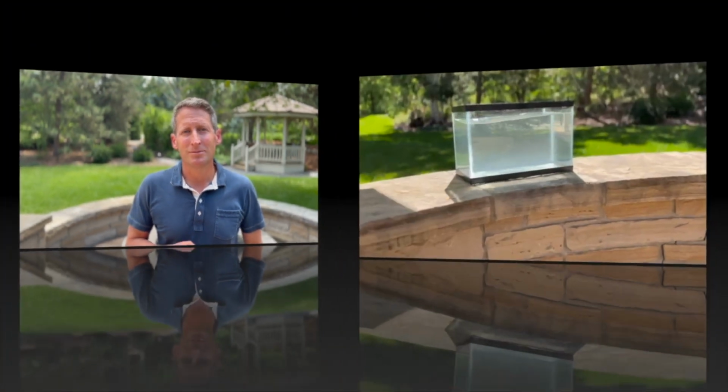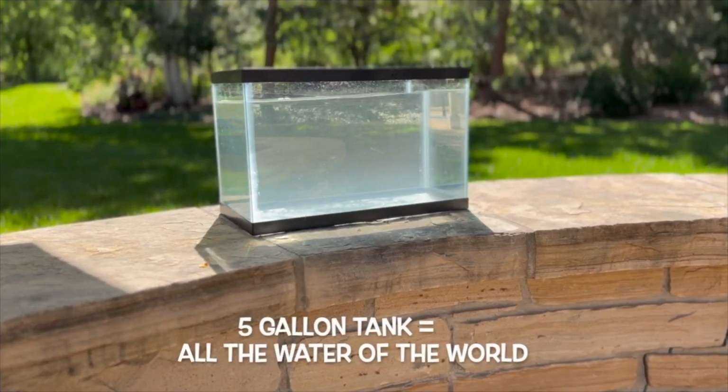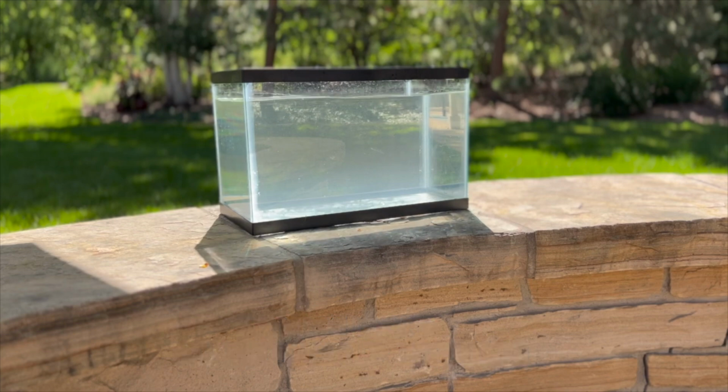But sometimes, numbers don't mean much unless you see them represented by something real. So let's take a look at this one more way. Now imagine this 5-gallon tank had all the water in the world shrunk down to fit inside. How much would each category of water be compared to that?